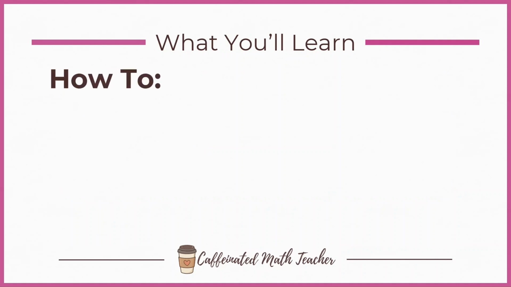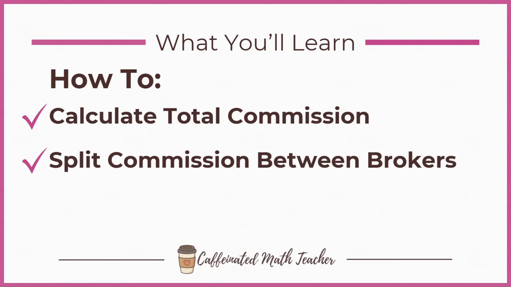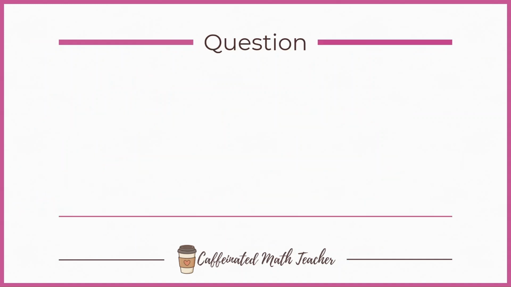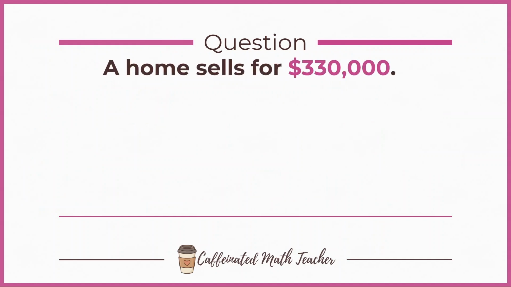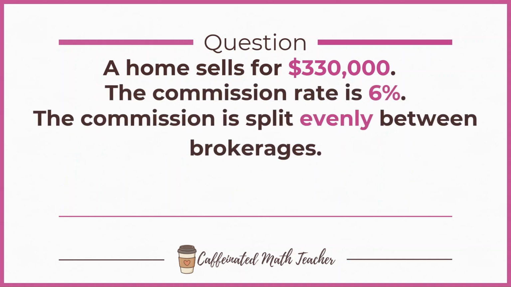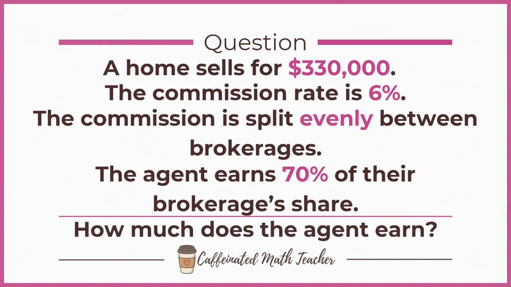In this lesson, you'll learn how to calculate total commission, how to split that commission between brokerages, and how to find the agent's final earnings. By the end, you'll be able to solve these without guessing. Let's walk through a real exam style problem. A home sells for $3,300 with a 6% commission. That commission is split evenly between brokerages, and the agent earns 70% of their brokerage's portion. We want to find how much that agent earns.